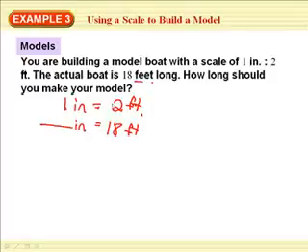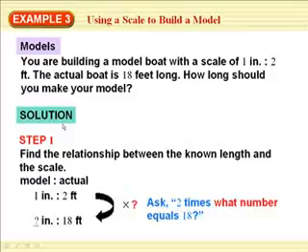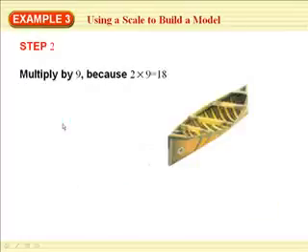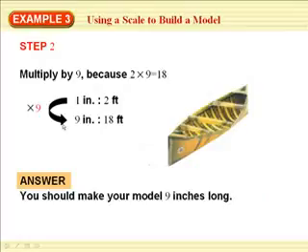So I look at the two that I know that are on top of each other, and I think, what do I do to 2 to get 18? I take it times 9. So then I do the same thing over here. If I multiply it times 9, 1 times 9 is 9 inches. So there's the 1 to the 2. There they are, taking it times 9, and then you get the 9 inches like what we got.